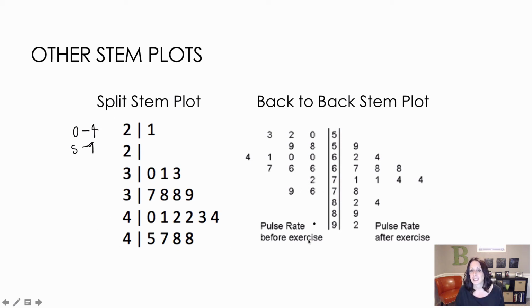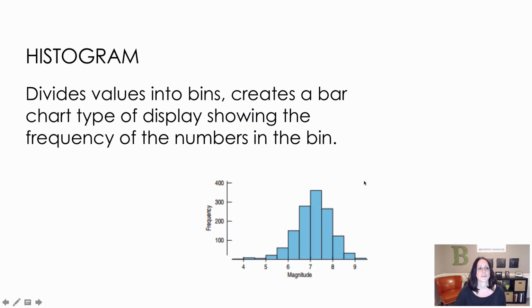The back-to-back stem plot is useful if you're going to compare two different distributions. So this would be the pulse rate before exercise and the pulse rate after. Obviously the pulse rate before is lower and the pulse rate after is higher, which we would expect with exercise.